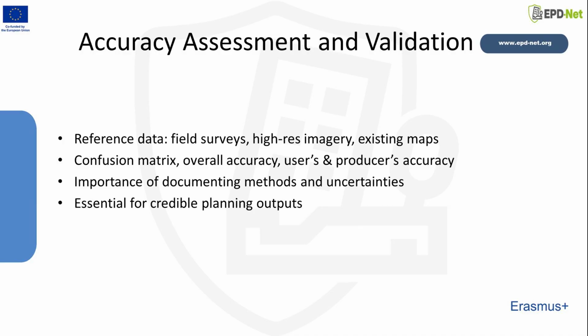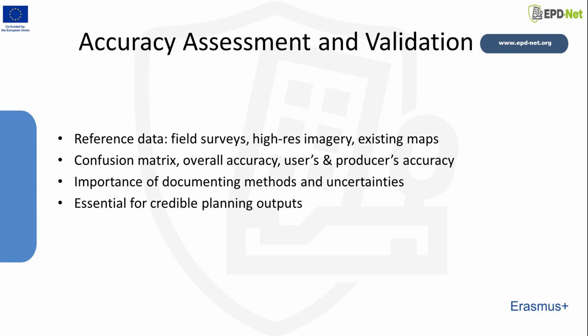Here we emphasize the importance of validating remote sensing products before they are used in planning. It explains that accuracy assessment typically involves comparing classification results or derived indicators with independent reference data obtained from field surveys, high-resolution imagery, or trusted maps. For categorical maps, confusion matrices summarize how often each class is correctly or incorrectly assigned, and metrics such as overall accuracy, users' accuracy, producers' accuracy, and kappa coefficient are computed.